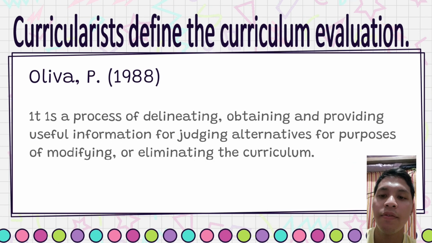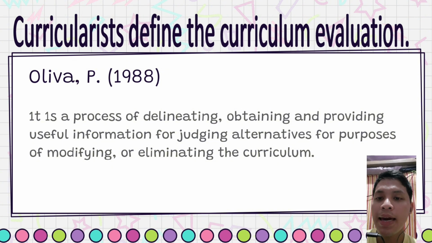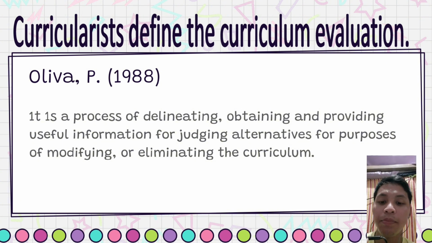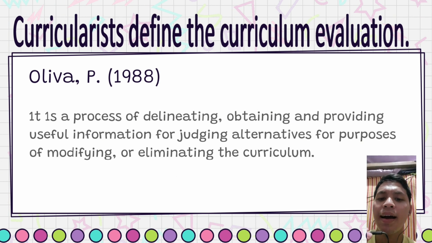Next we have Oliva, 1988. He said that it is a process of delineating, obtaining, and providing useful information for judging alternatives for purposes of modifying. In simple words, evaluation helps us gather important information and then use that information to make smart decisions about how to change or improve the curriculum. So that was Oliva's definition.